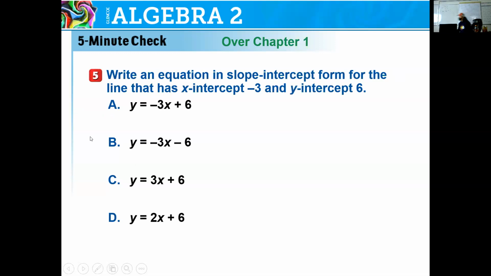Then here, write an equation in slope-intercept form for the line that has the x-intercept -3 and the y-intercept of 6. So if we remember anything about y equals mx plus b, the value for b is the y-intercept. So the question gives you that. All we have to do is find the slope. So our y-intercept is going to be a +6. At this point, we can eliminate answer choice B.